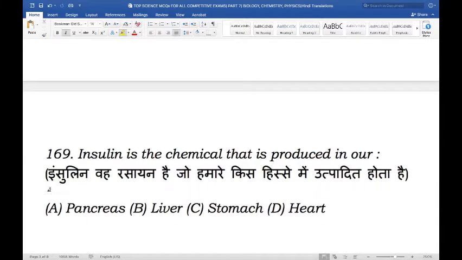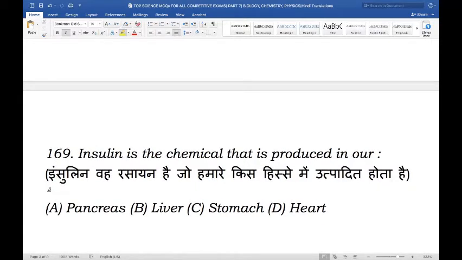The next question. Insulin is a chemical that is produced in our, is it A, pancreas, B, liver, C, stomach, or D, heart? So which of these organs secretes insulin? And the correct answer here is A, pancreas. Insulin is released from the beta cells in pancreas in response to rising glucose in the bloodstream. The pancreas detects rise in glucose from the bloodstream and secretes insulin.